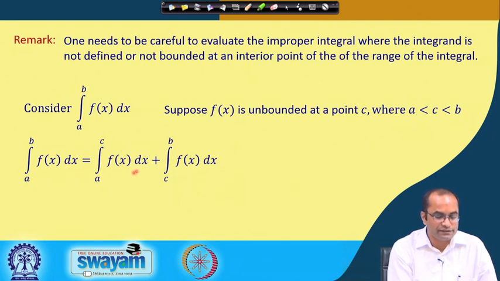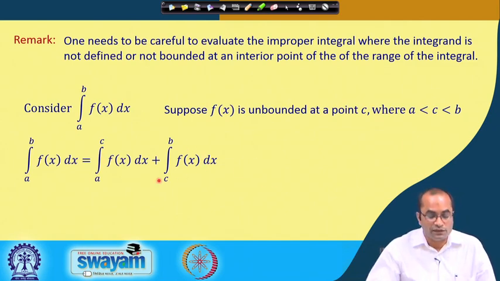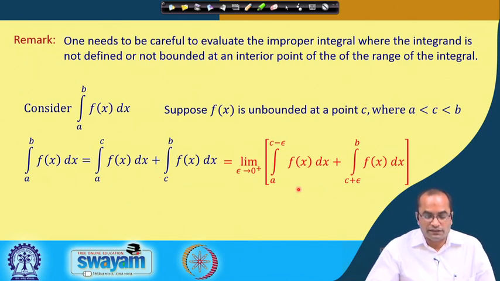So, integral from a to c of f(x) dx and then from c to b of f(x) dx. Now, we have these two integrals of type 2. Here this is unbounded when x approaches c, and this is also unbounded when x approaches c. So, there are two ways one can think of taking this limit. One is that we introduce this epsilon, take the limit as it goes to 0, and we have a to c minus epsilon, and here c plus epsilon to b. So, at these two places we have avoided the point c by c minus epsilon and c plus epsilon. We have taken the same epsilon at both the places.